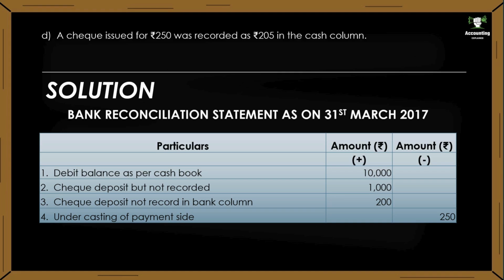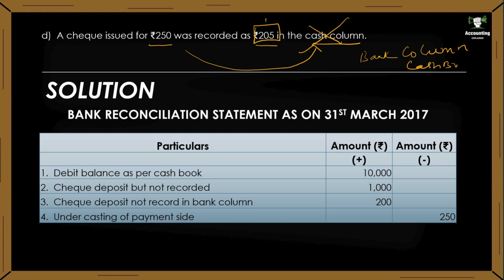Next transaction is a check issued for rupees 250 was recorded as rupees 205 in the cash column. Okay, so they have taken it wrongly to the cash column and they have taken the wrong amount also. Instead of 250, they have taken 205. Here we are not concerned about the cash column of the cash book. We are concerned only about the bank column of the cash book. So we will not do any rectification of error for this 205 which was taken to the cash column. We will consider only this 250 and the bank column of the cash book.